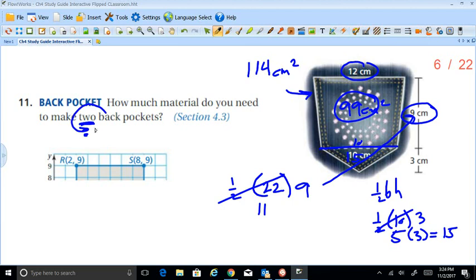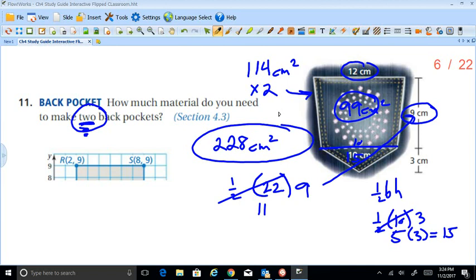The question, though, is asking us for 2 back pockets. I need to double that, and I end up with 228 square centimeters would be the amount of material I would need to make 2 back pockets. The question only asks for 1 back pocket. Of course, the answer would be half of that, which would be 114 square centimeters.